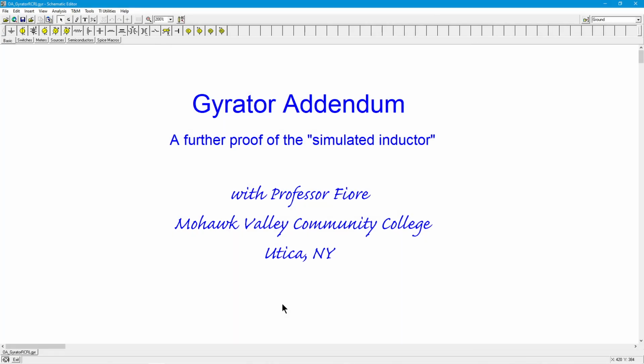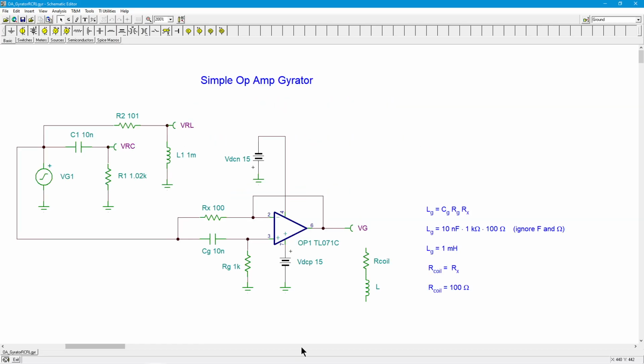Time for another video. What we're going to do is take a look at a prior video on the op-amp gyrator. And you can think of this as sort of an add-on or an addendum. We're going to prove that that simulated inductor that we created has the proper units. This is the circuit that we're talking about.